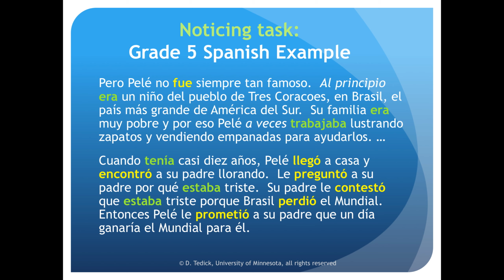As the teacher read the narrative, each time she came to a highlighted word, Alex would say "fue." So the teacher would say, "pero Pelé no," and then Alex would say "fue," and the teacher would continue, "siempre tan famoso al principio," and then Juliana says "era," right? So you get the idea here, and then the kids are highlighting these at their desks.